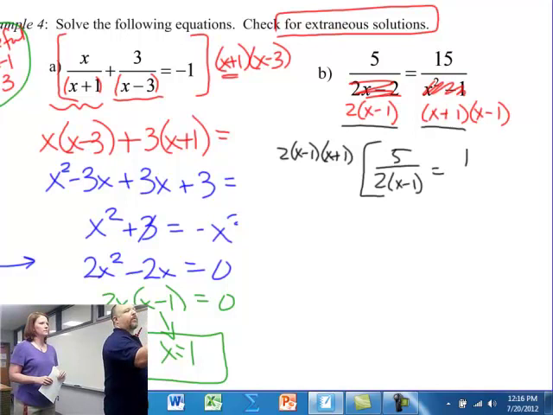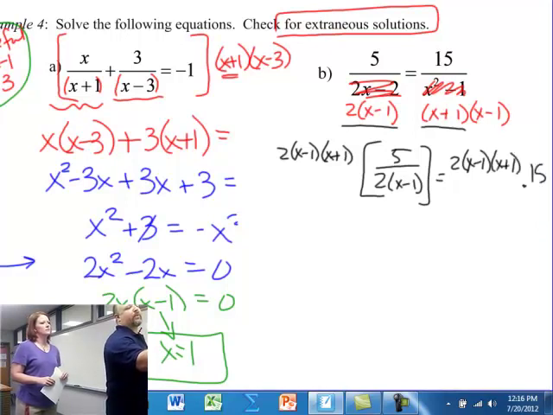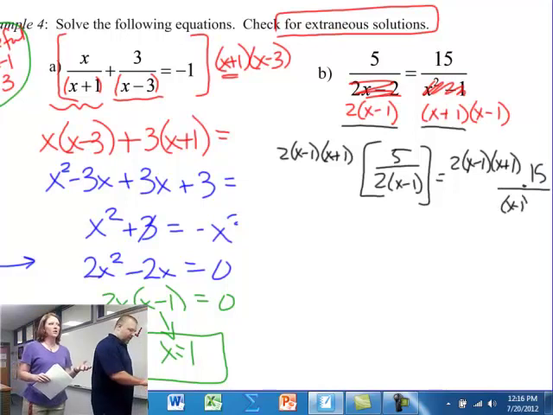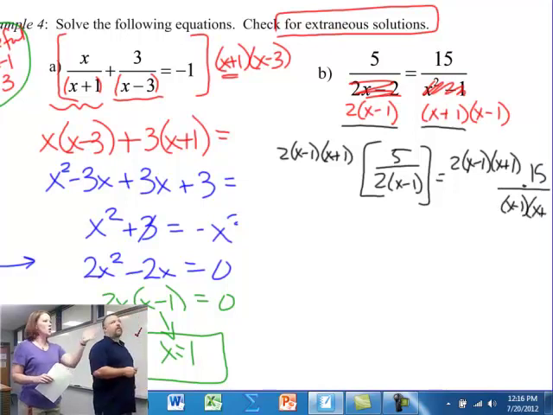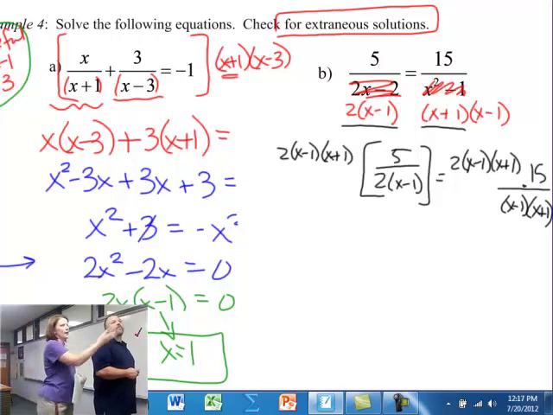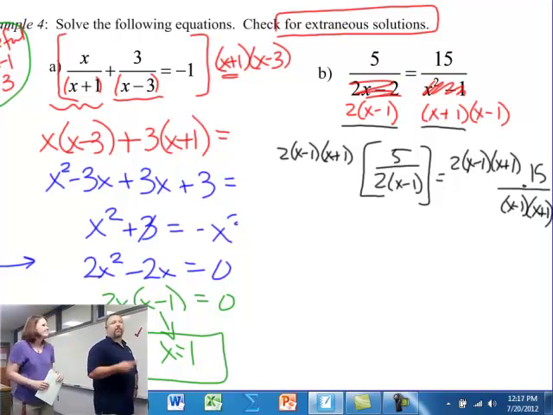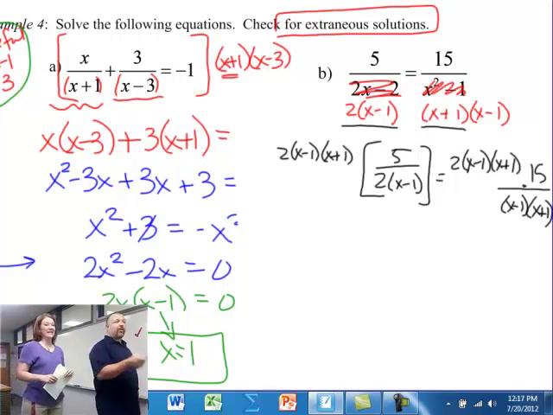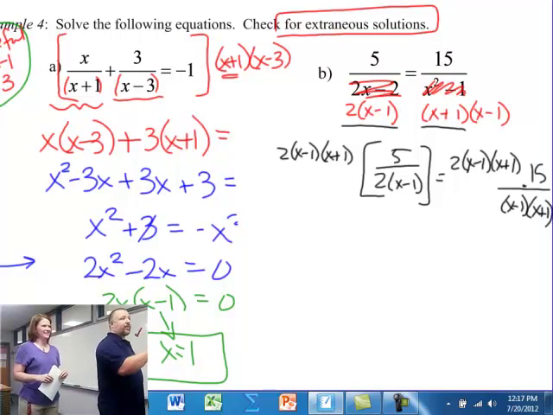Sure, we can do that. We'll just write it on that side. And then we're going to multiply 2 times x minus 1 times x plus 1 times 15 over x minus 1 times x plus 1. So a minute ago we mentioned that you could write the least common denominator next to all the terms, or you could write it the way I did. Notice just how it takes up more space this way, but here's the fun part about doing it this way.